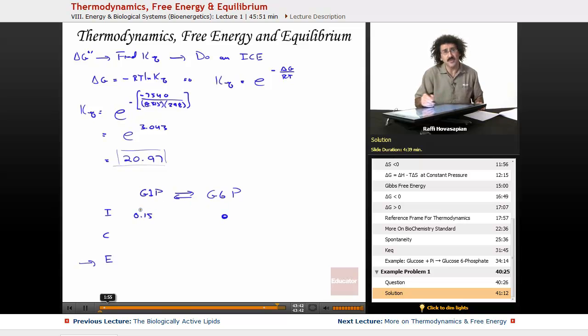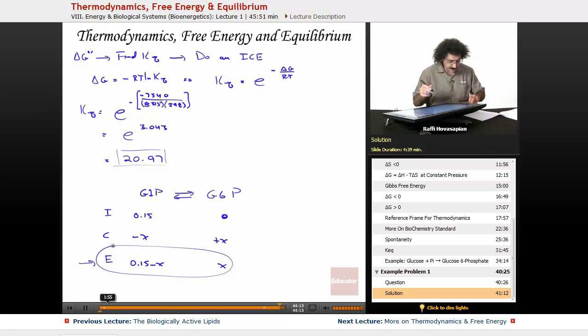Well, we know the reaction is going to move forward. There's none of this, so it's going to move forward. That means glucose 1-phosphate is going to deplete by a certain amount X. The amount of depletion, this is a 1-to-1 ratio, is going to be exactly the amount of glucose 6-phosphate that shows up. So this is going to be positive X. That's the change that takes place. The equilibrium is the initial plus the change that took place. So 0.15 minus X and X. These are the values that I need.